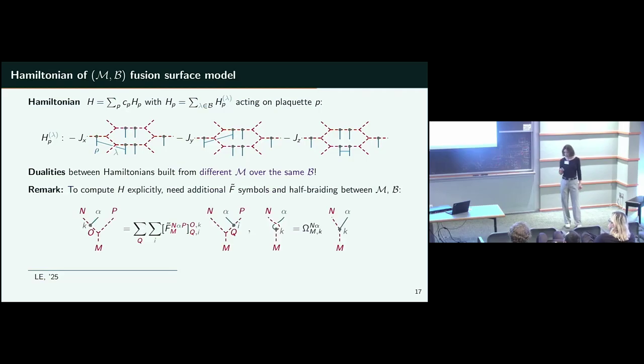And just as a side comment, in order to work out these Hamiltonians explicitly, we now need additional F symbols, additional half braiding phases, but in principle one should be able to get these from consistency equations like the hexagon and pentagon equations.